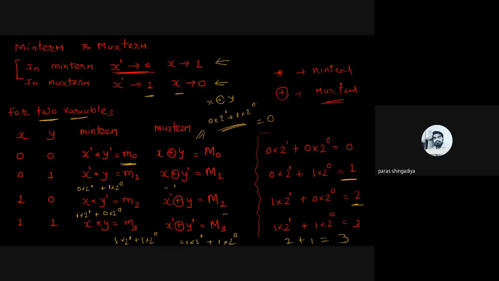This way you can predict the answer of min term and max term. It is simple, not a difficult procedure. You just have to predict the answer of the suffix value: M0, M1, M2, M3 and so on, and that depends on which expression is given. That is for max term. For max term we will use capital M0.